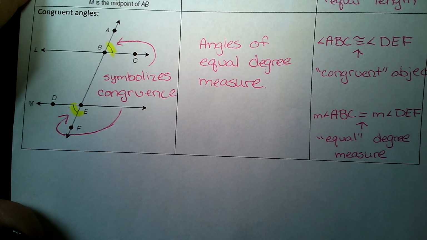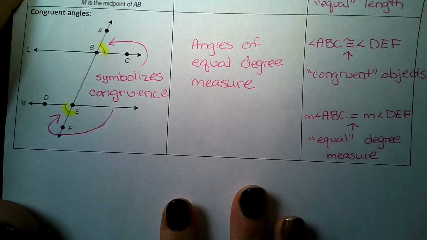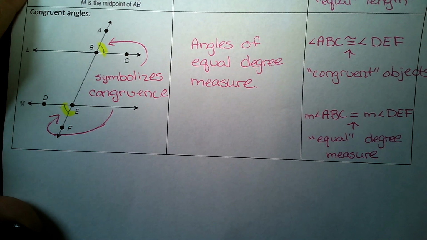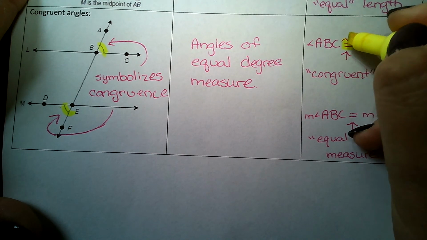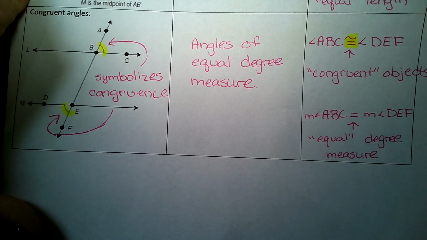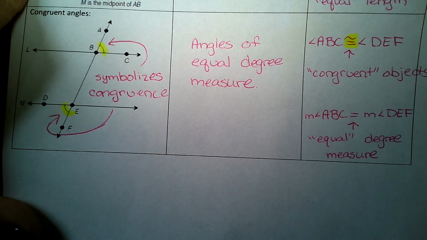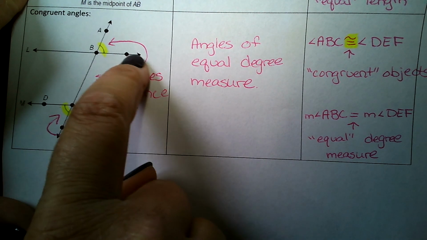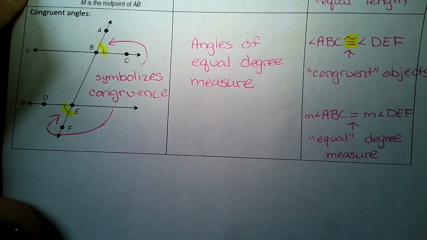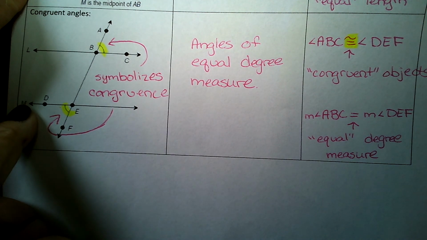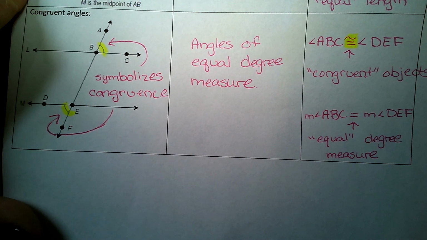Okay, and just like with segments, we have to make sure we understand what we're saying when we're using this symbol for congruence. We are saying that the object, the angle ABC, is congruent to the object angle DEF. Those two angles are congruent objects.